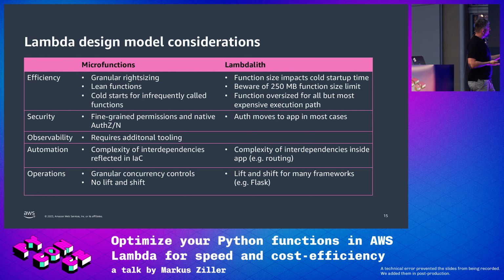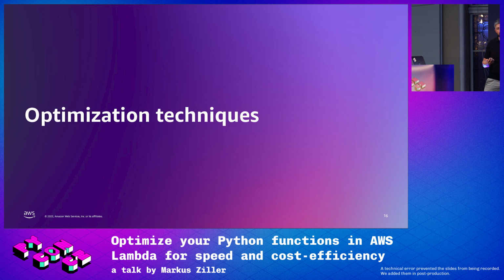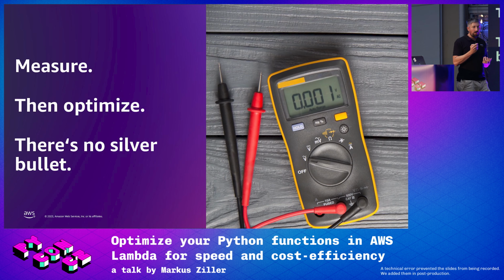With that being said, I'd now like to talk about optimization techniques that are independent of those design approaches. These are things that you can do for almost every Lambda function, and they have been proven well in practice. Before I go into those techniques, I'd like to preface with that there's no silver bullet. At the end of the day, every workload is different. Mine is different, yours is different, and yours is different.